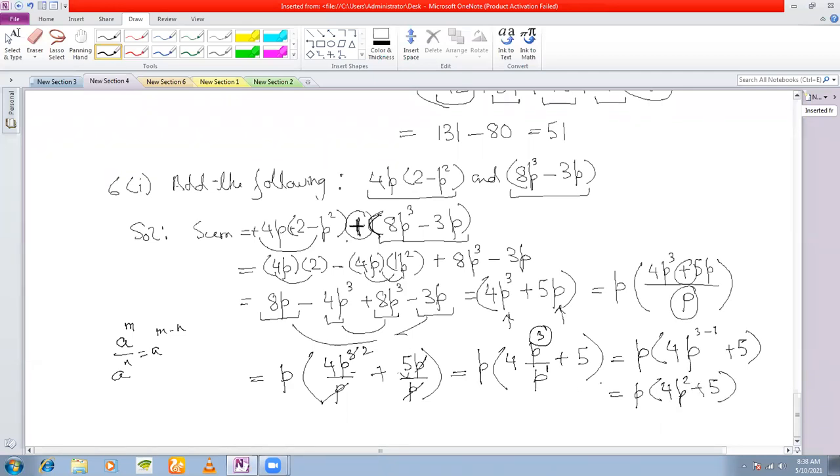Okay. Normally, you can leave your answer here. There's no problem. But this is the way of simplifying. I've just shown you this. Okay. You don't need to simplify. You can leave your answer here. Okay, sir. That's it. I'll stop here for today.